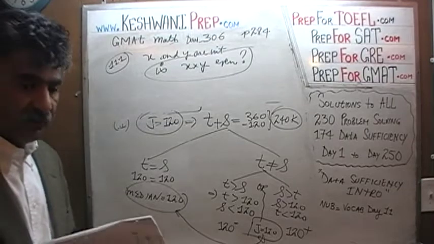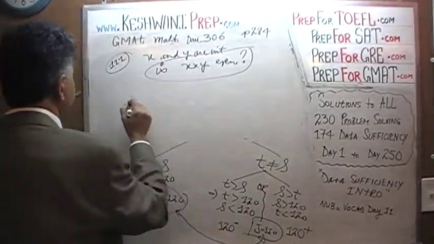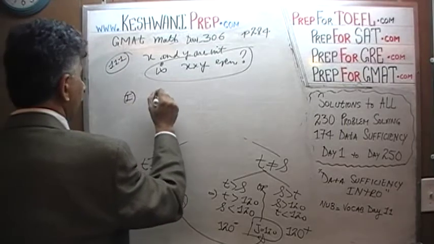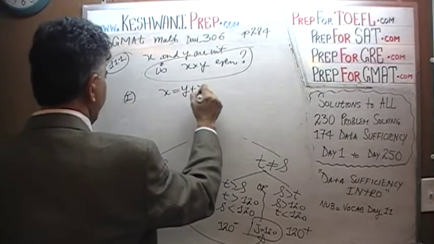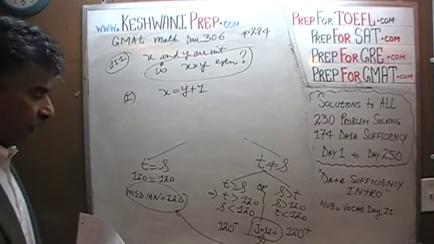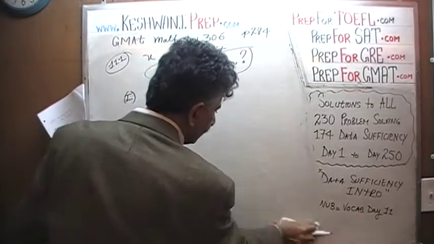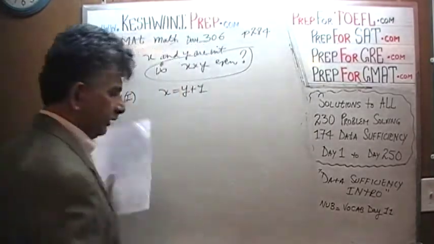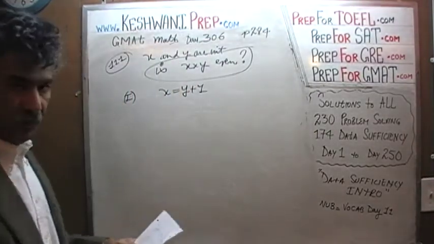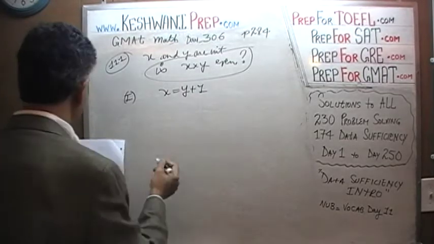Let's see what they tell us in the first statement. In the first statement, they tell us that x equals y plus 1. I need the room actually, so we're going to have to erase all of this. I hope it's okay. It's not a matter of choice. We have no choice in the matter, you understand? So here we are told that x equals y plus 1.